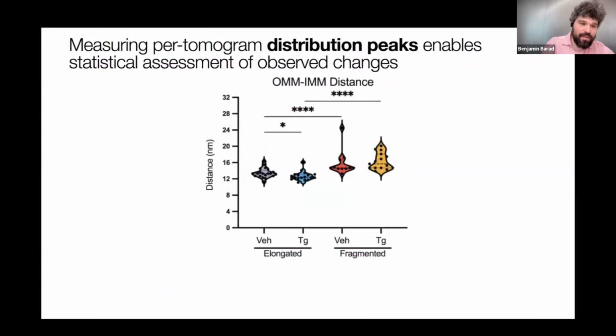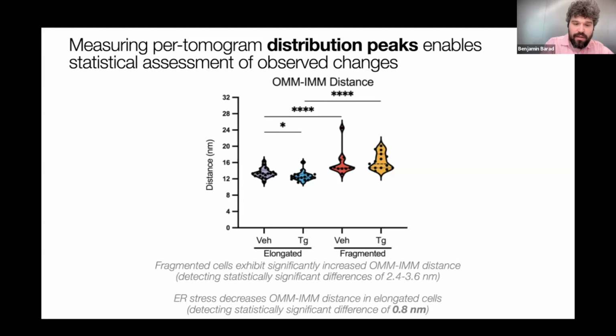And then by taking that measurement for each tomogram, we get this aggregation. Here I'm plotting the mode distance between the inner and outer membrane. What we saw is that the fragmented cells exhibit statistically significant increased OMM-IMM distance. You have a 2.5 to 3.5 nanometer increase in spacing, but the ER stress in the elongated cells actually decreased this distance by a statistically significant less than 1 nanometer difference. So we're in the range of the pixel sizes we're using. We're now doing sub-nanometer analysis, essentially.